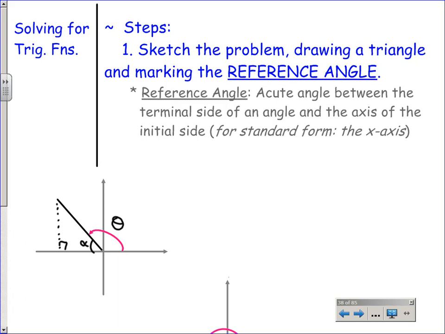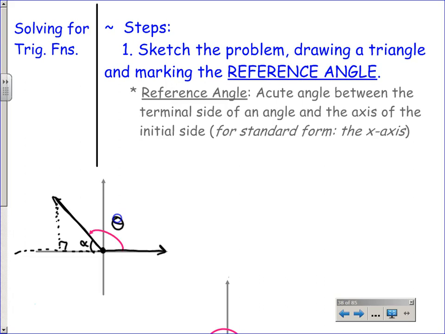Not even close. We need to make the triangle with the axis of the initial side, connecting the terminal side with the axis of the initial side. So remember, with any angle, as you are writing this, there's an initial side. We extend that. And then there's a terminal side.